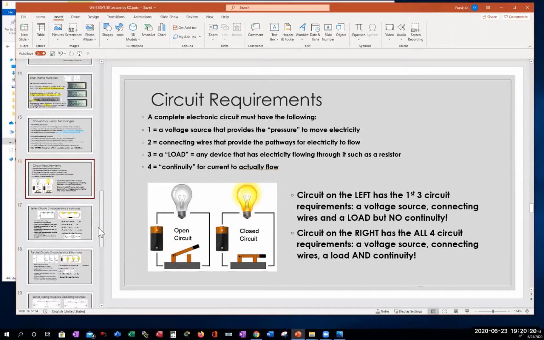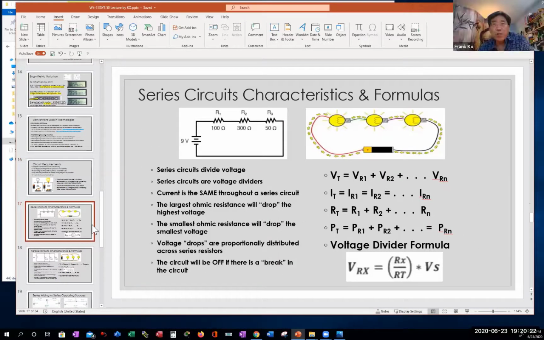Yes. Next, series circuits. We're going to talk about series circuits and we're going to talk about parallel circuits. Most of the emphasis this week will be on series circuits. And if you look at this, fundamentally, you want to write this down. Series circuits have one current path. If you write down anything, you write down series circuits have one current path.